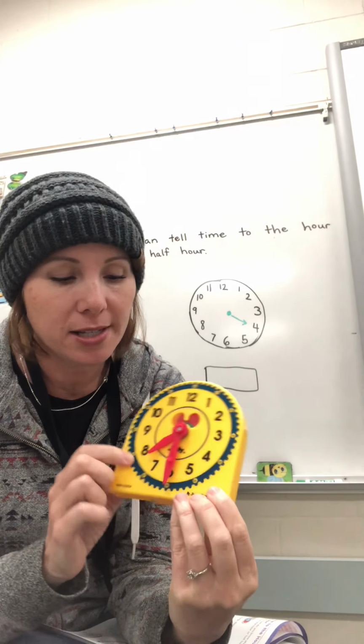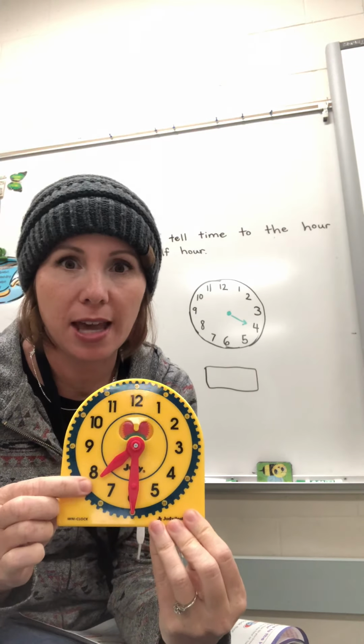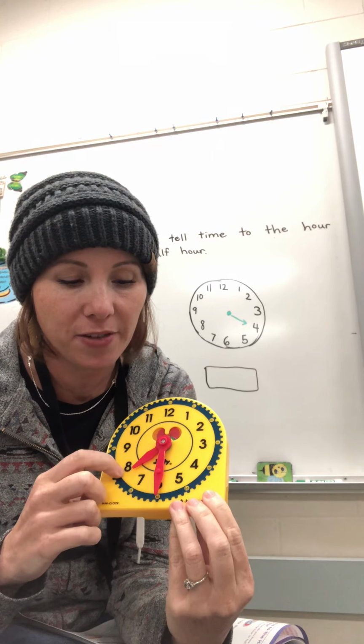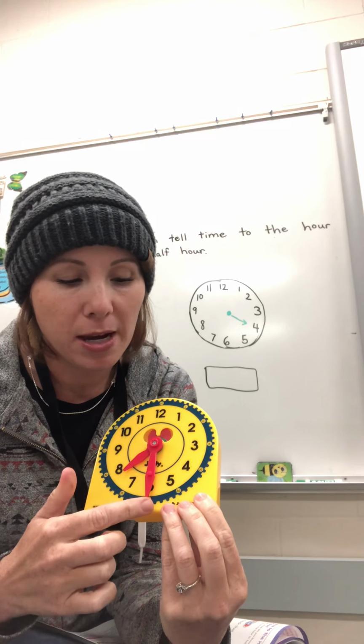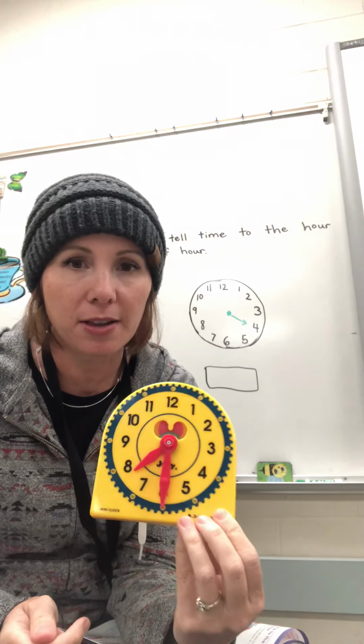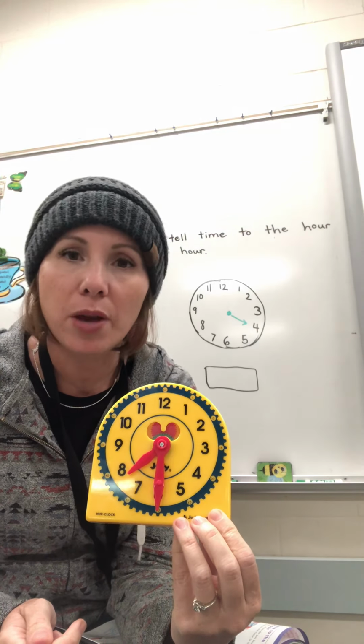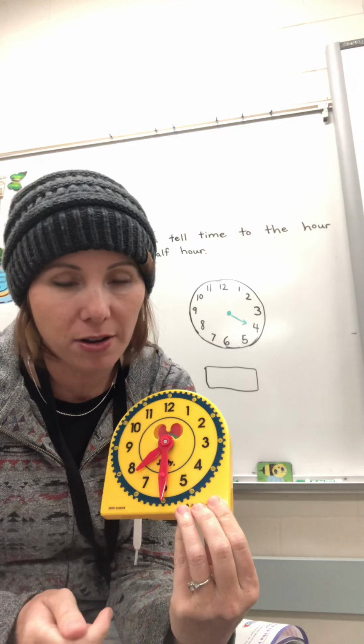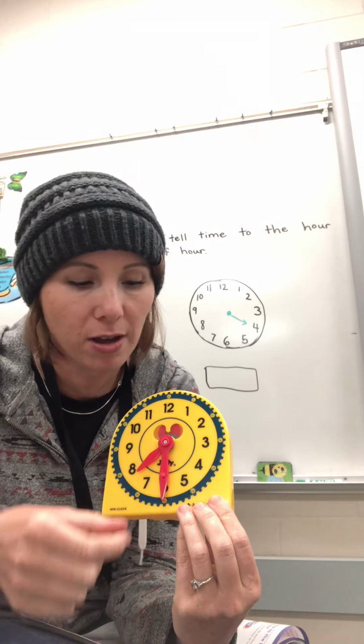Okay, I notice the little hand, which is the hour hand, is in between the 7 and 8. And the minute hand is halfway around the circle, so it's on the half hour. So right now it would be 7:30. It's halfway to 8 o'clock and it's halfway past 7 o'clock.